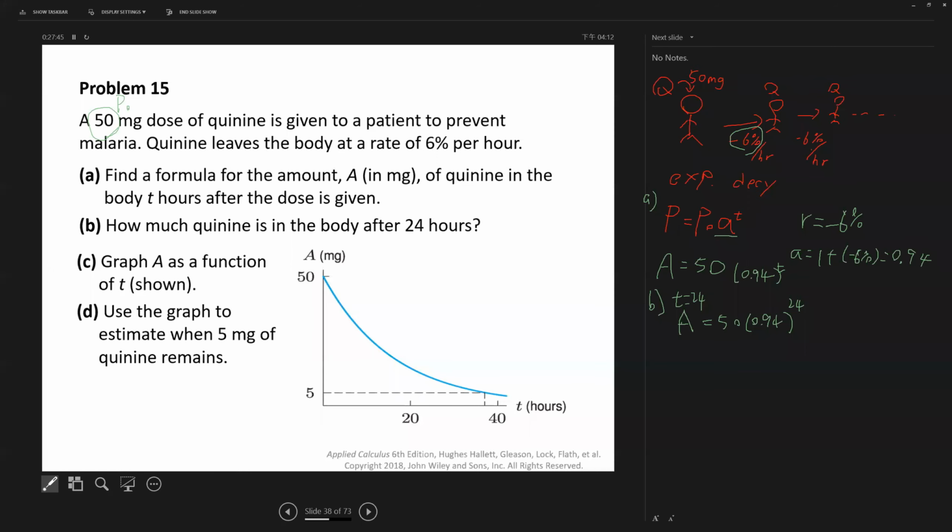And I get something that's around 11.33 milligrams. Okay, so after 24 hours, or after a day, you still have about 11.33 milligrams of quinine in your body. All right, part C, graph A as a function of T.